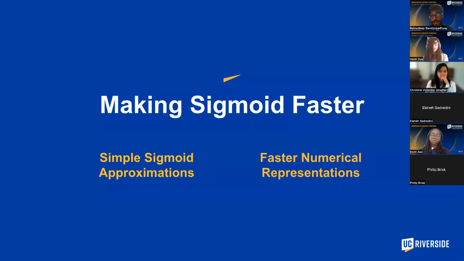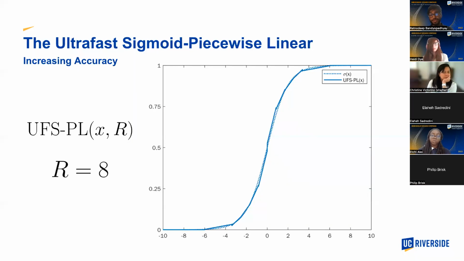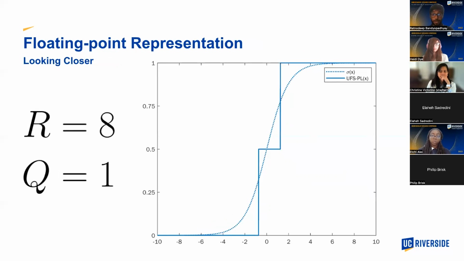We can actually see the impact of fixed point format on the sigmoid approximations. Here are some preliminary results. We're going to use the ultrafast sigmoid piecewise linear function as a reference, since we've talked about that before. And we're currently using 8 regions. We're going to vary the number of rational bits and see its impact on the approximation. And this part you're seeing right now is using floating point. Now we're just going to use 1 rational bit in fixed point.